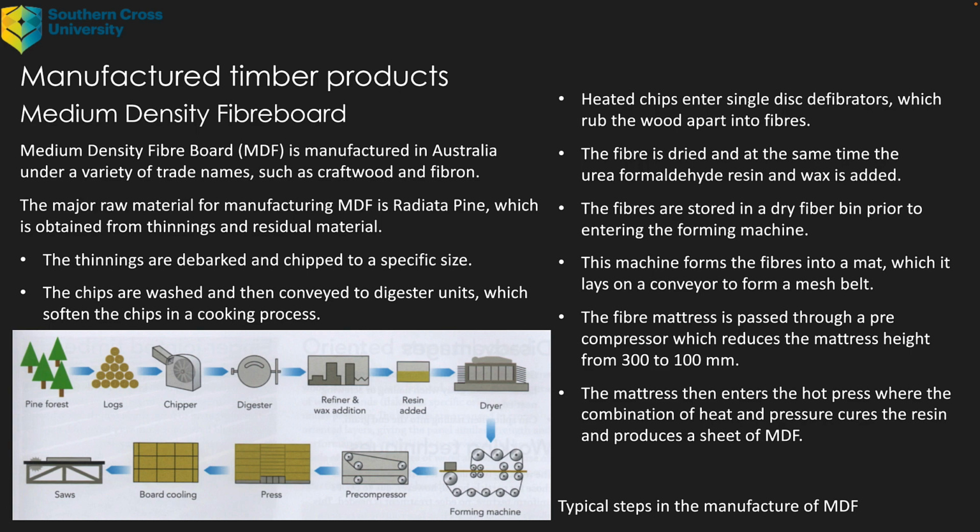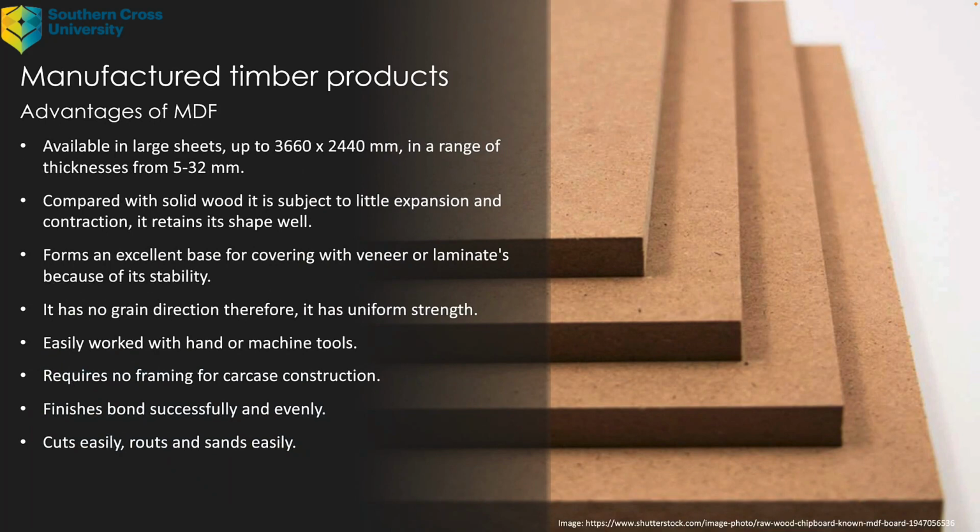And you can see that illustrated there in that image. So the advantages, and again, very similar to the other manufactured boards. It's available in large sheets up to 3660 millimetres by 2440 millimetres, so quite sizable, in a range of thicknesses from 5 all the way through to 32 millimetres.